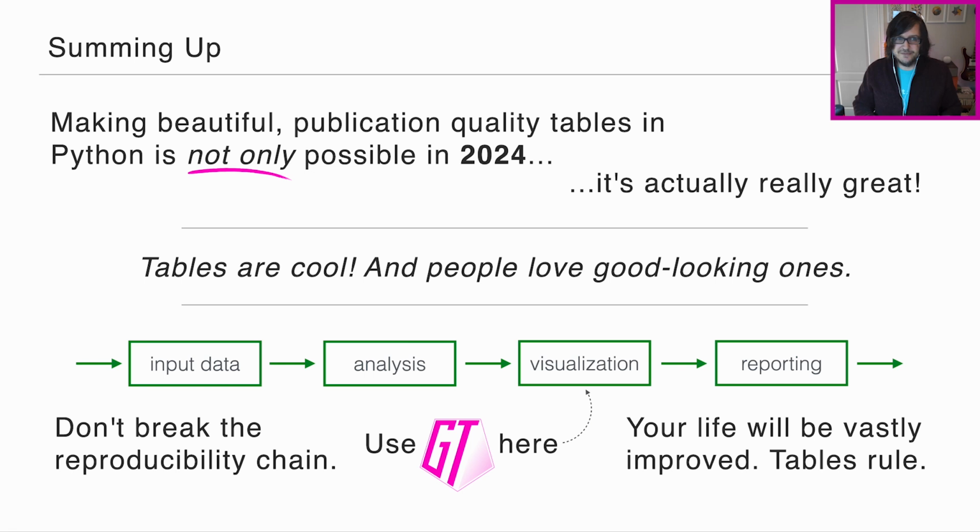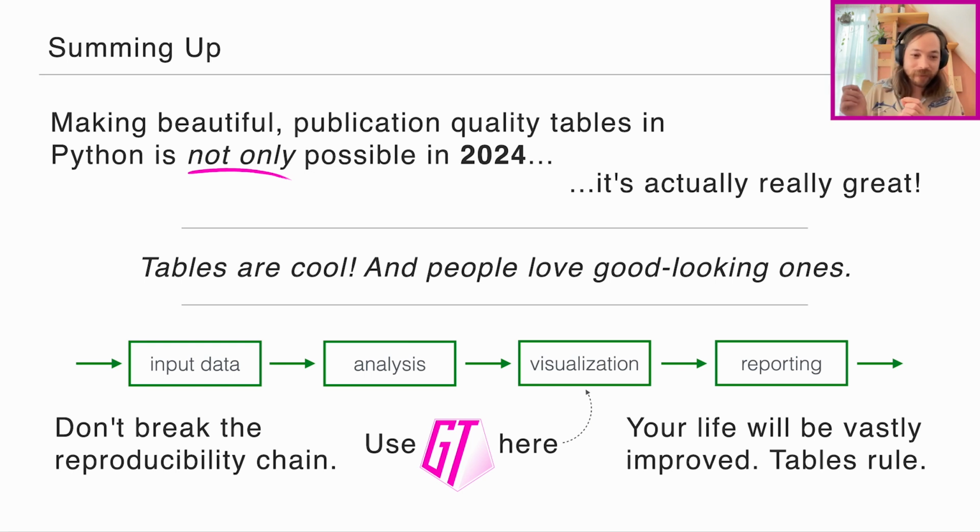So to sum up, Michael, what would you take away? I hope we made the case that making beautiful publication quality tables in Python is not only possible in 2024, but it's actually really great. We think tables are really cool, and we're pretty sure people love good looking tables. Sending a polished table is a chance to make a really great first impression, and it tells people it's worth paying attention to. There's so much at your disposal to help group information and highlight things, and there's a lot of really great stuff in Great Tables for really bringing out the best in your data.